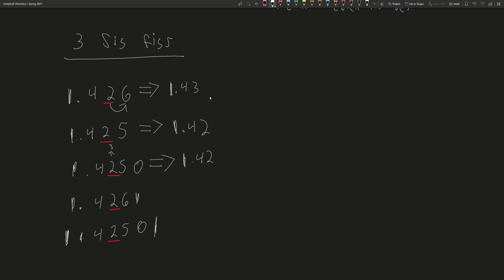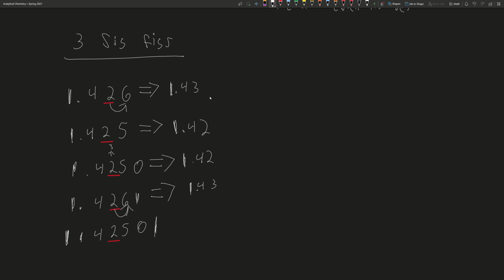Now let's look at this case right here. We see that we have the 2. We look to the right of the 2, it's 6. The 6 is 5 or greater, and because it's not exactly halfway between, we will use our traditional rules and say this is 1.43.